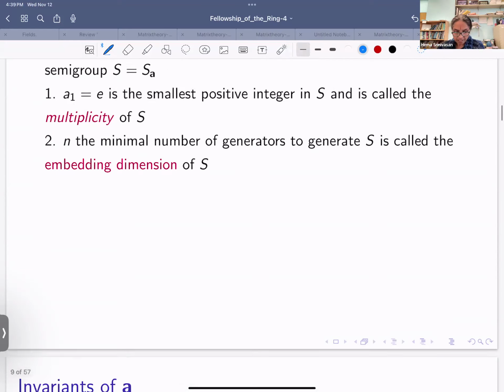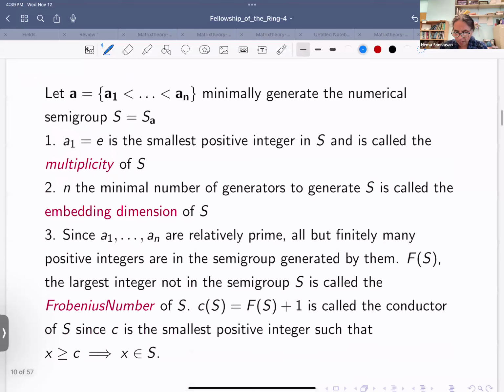And that's because when I write it as the semigroup ring, it is going to be K[x1, x2, ..., xn] modulo that ideal of A. Right? Sometimes now I write ideal of S. So all but finitely many of these positive integers are in the semigroup generated by them. And f of S is the largest integer that is not in the semigroup, and that's the one that is called the Frobenius number.